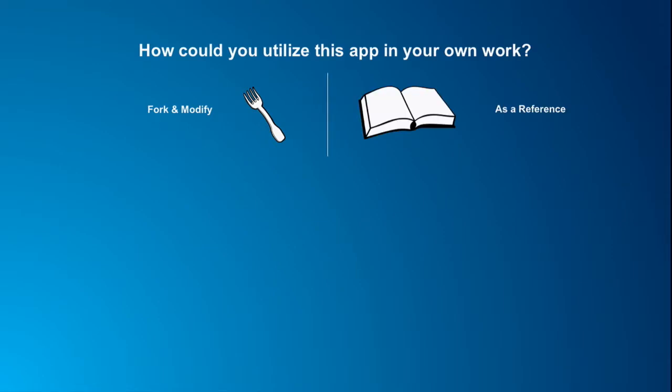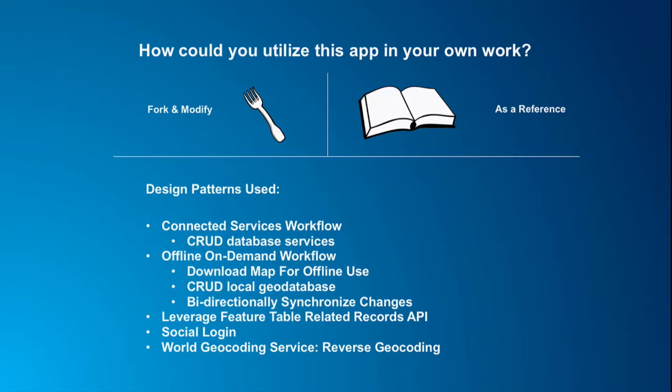You can use this actually as a reference. Say you don't want to fork this and continue with it, but you understand that we've implemented some design patterns in this that you also see the need for in your application. For instance, in this particular application, you might have the need to have a data collection app that is connected to services, right? An online connected services workflow that uses basic CRUD database services. You also might have the need to see how an offline on-demand workflow works, where you can download a map offline and then run local CRUD commands and then bi-directionally synchronize changes.